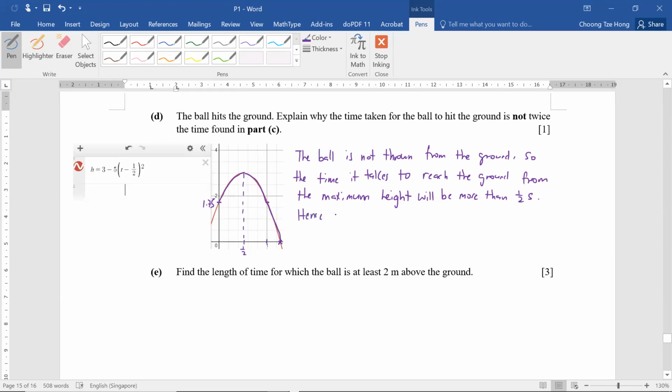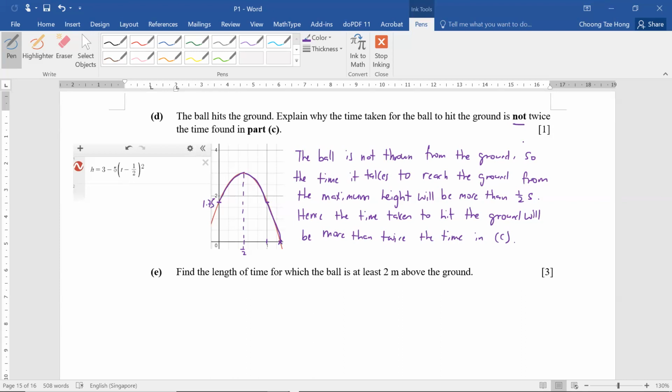So we conclude, hence the time taken to hit the ground will be more than twice the time in C. So it will be more than twice. So it will not be twice. All right. Let's go on and do the last part of the question.